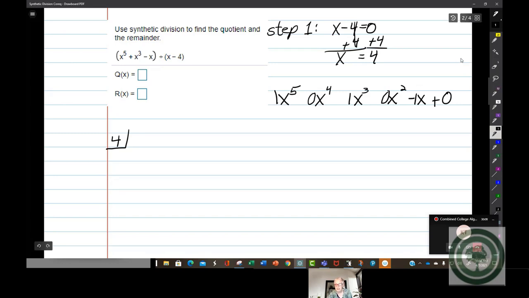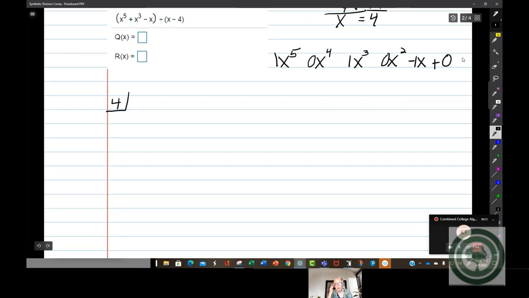So this is my fifth degree polynomial that I'm going to have to use, complete with placeholders for the degrees that are not there. Fifth degree, fourth degree, third degree, second degree, first degree, 0 degree. So I'll rewrite this as 1x to the fifth plus 0x to the fourth plus 1x to the third plus 0x squared minus 1x plus 0. And that's going to give me my coefficients.